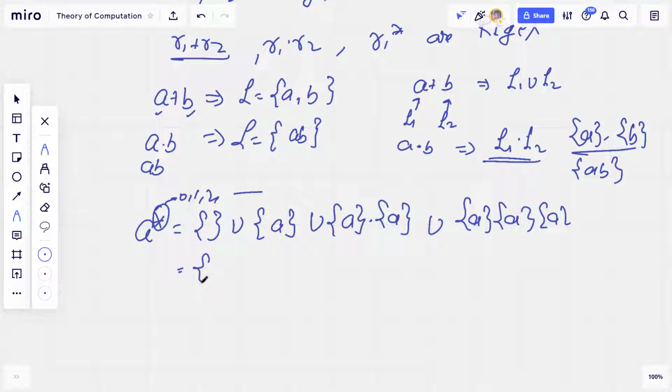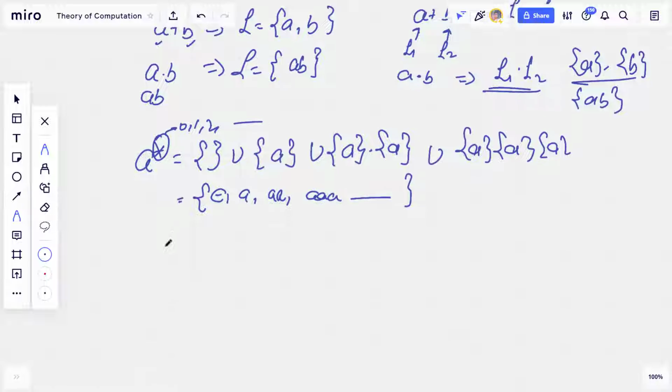You can write it like the set of all strings over the alphabet which contains only the symbol A. So it's actually epsilon, A, AA, and so on and so forth. I can extend this idea to this.